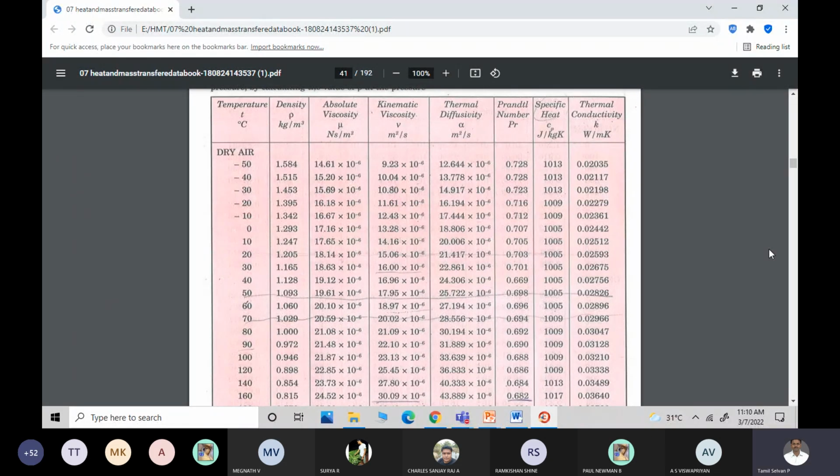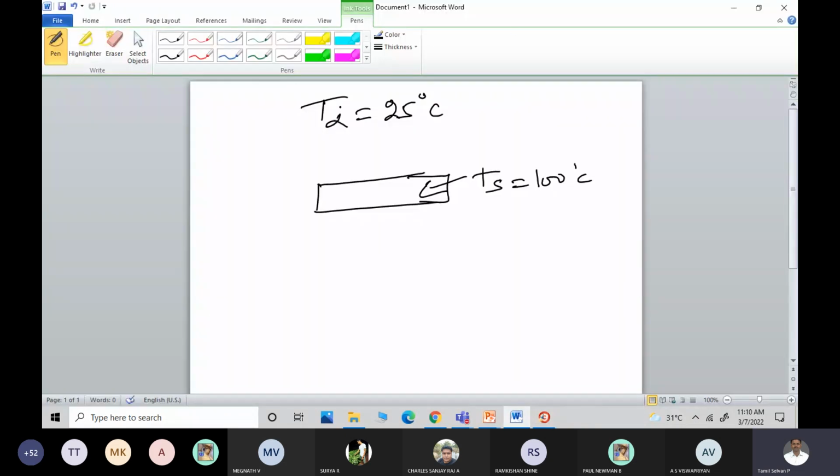Some of you have started the natural convection, forced convection experiment in the pin fin last week. Yes, sir, we took around 40. Why 40? 25 is the T infinity, 100 is... Oh sir, sorry, 30.